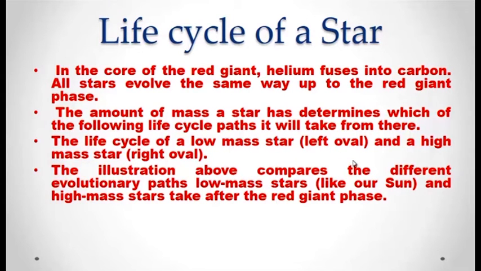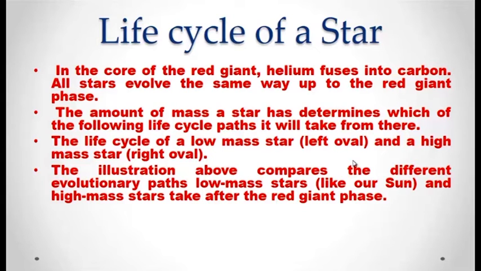In the core of the red giant, helium fuses into carbon. Earlier, two hydrogen atoms joined together and helium is produced. Now, after reaching the red giant, helium fuses into carbon. All stars evolve the same way up to the red giant phase. Now, the amount of mass a star has determines which life cycle path it will take from there.